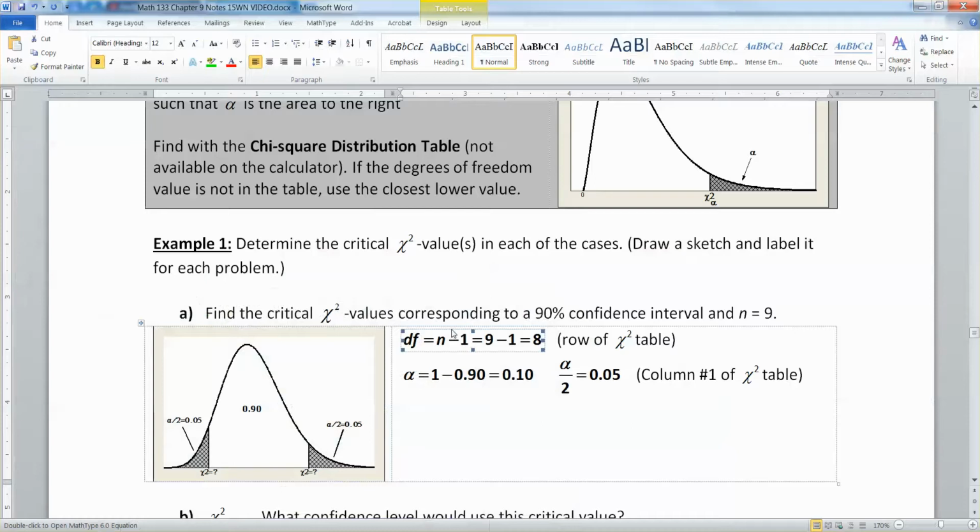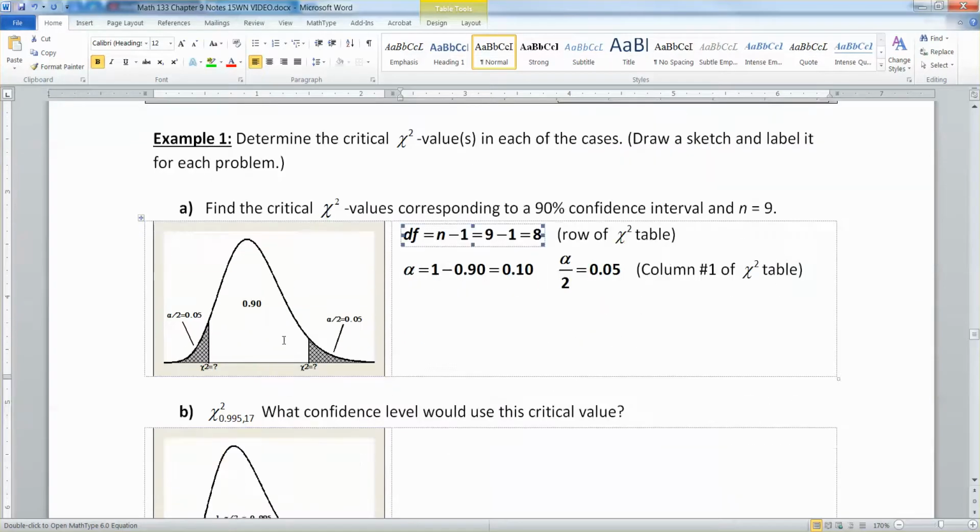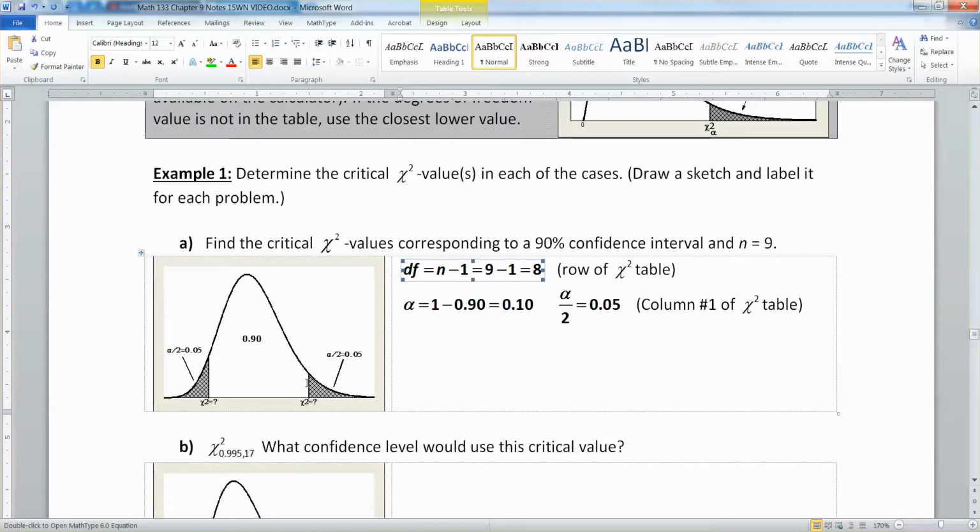So let me see if I can clarify for that. When you look at this lovely picture right here, you can see that the area, look at the right-hand chi-square. The area to the right of that is 0.05. Pretty straightforward.